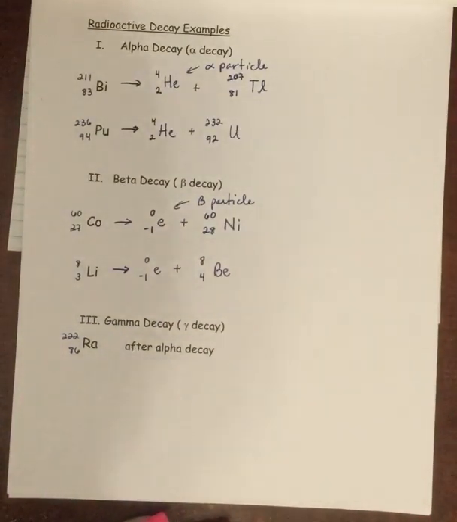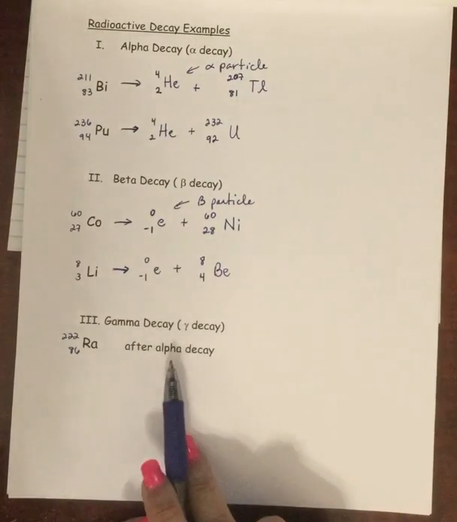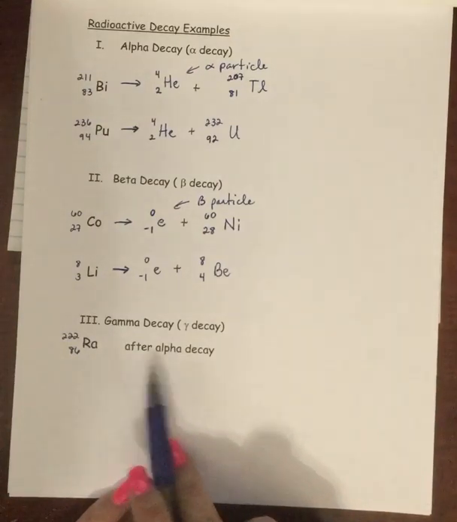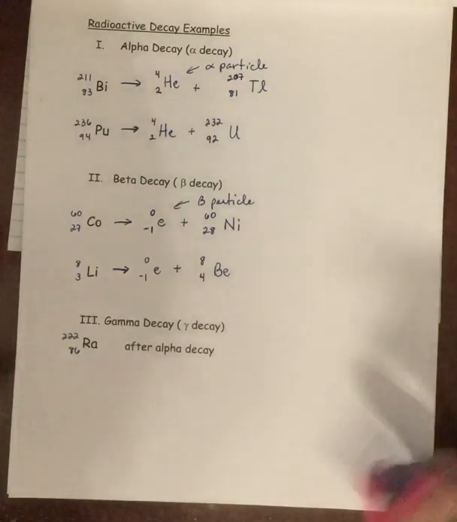Gamma decay. Gamma decay is the most penetrating. That will go right through you. It'll go through your entire body. It can only be stopped by about 6 inches of lead. Okay? So it takes quite a bit to stop it. It's very penetrating. This is the most dangerous one.